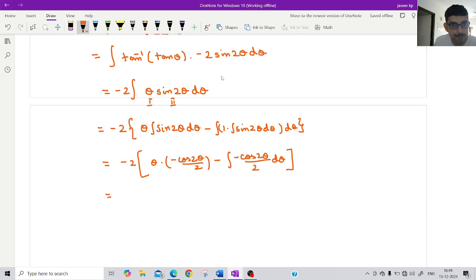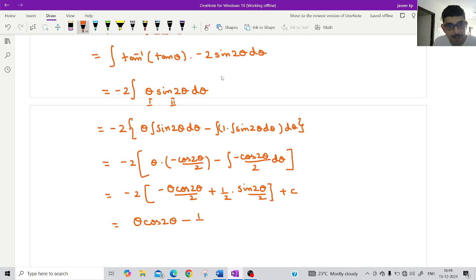Now that means minus 2 is outside, this is minus theta cos 2 theta by 2 plus 1 by 2 integral of cos 2 theta, that is sin 2 theta by 2 plus c. So now further simplifying, this first term will become theta cos 2 theta, then it will become minus 1 by 2 sin 2 theta plus c.